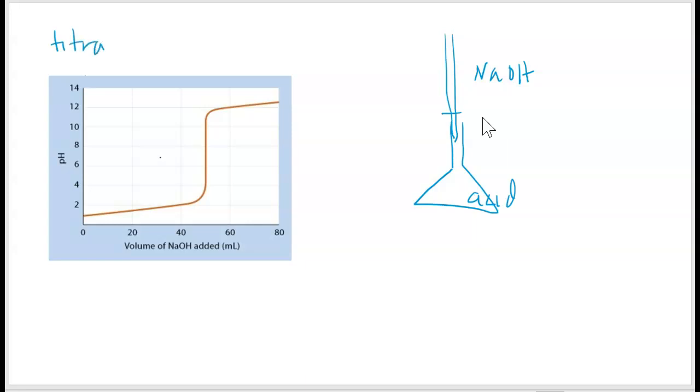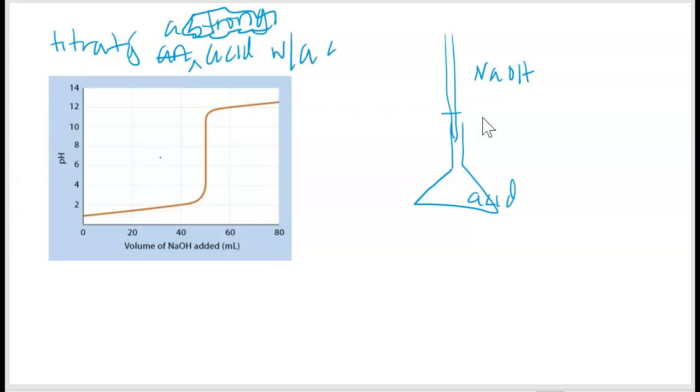We're titrating an acid, and this is a strong acid. Very important: strong acid with a strong base. How do I know that I'm titrating a strong acid with a strong base?